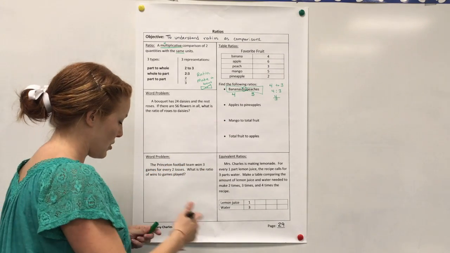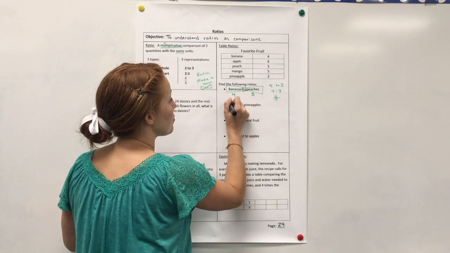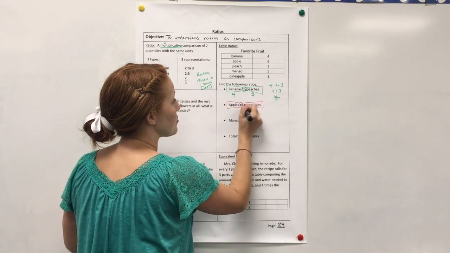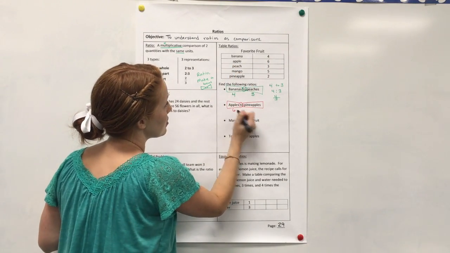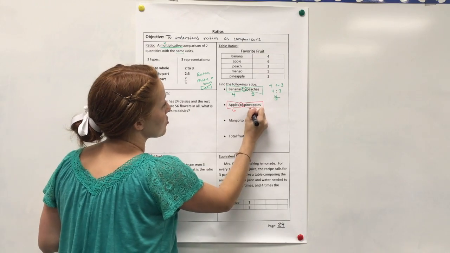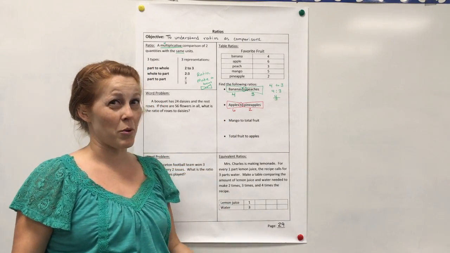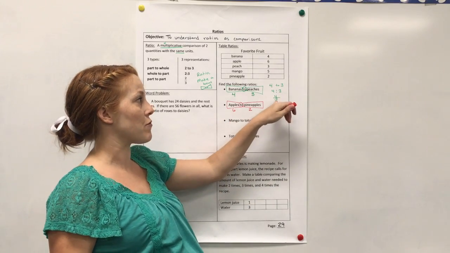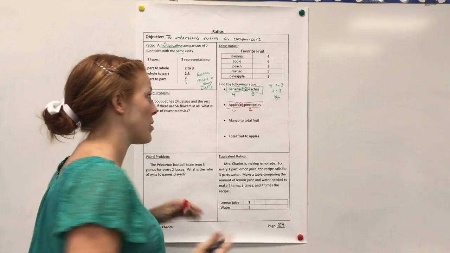Apples to pineapples. Ratio, make a bow. Circle "to." I'm comparing apples and pineapples. Okay, apples, 6. Pineapples, 2. Now in this case, I can reduce this because I know that 6 and 2 are both even. So I'm going to choose to write it in the fraction form. Remember, it's not actually a fraction, it just looks like one.